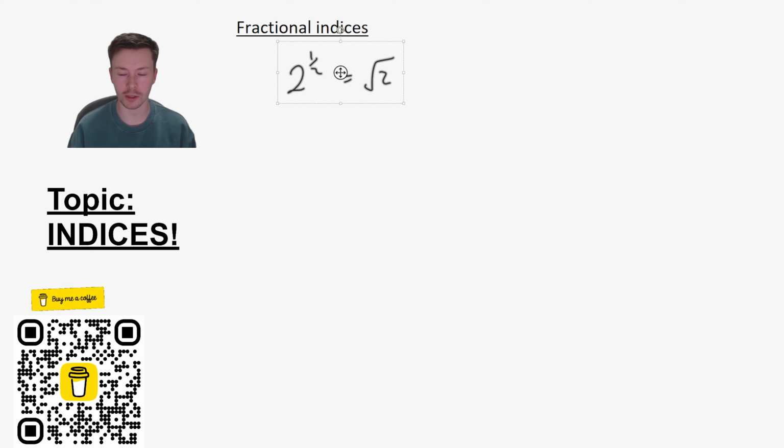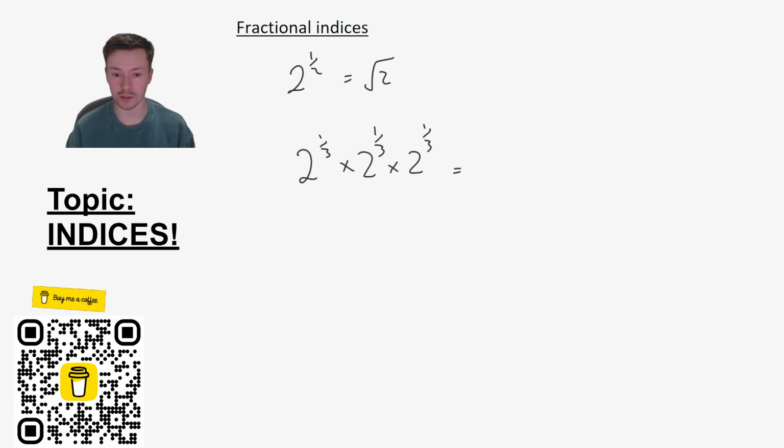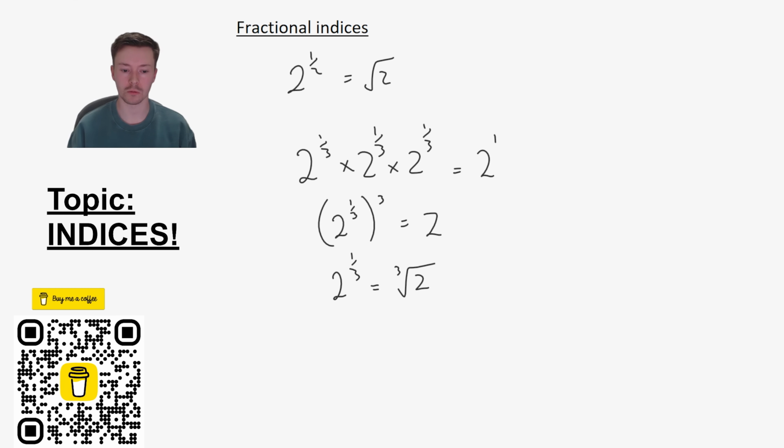Now, you can have a very good guess at what 2 to the power of a third might be. I would need three lots of 2 to the power of a third to add up the indices to get 2, or 2 to the power of 1. So that means I need 2 to the power of a third, cubed, to get 2. So that means that 2 to the power of a third must be the cube root of 2.